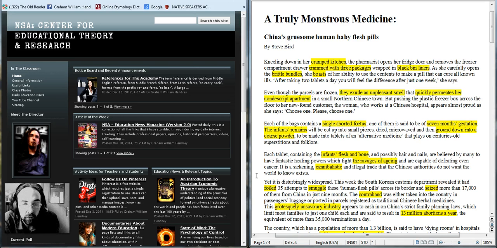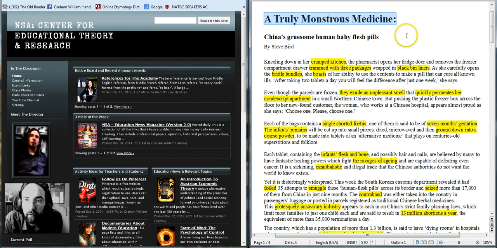That is usually, except for today. Today is a special presentation for advanced students only. And what are we going to be looking at? Well, sometimes we deal with light subjects, sometimes we deal with heavy subjects. This is the latter. This is a truly heavy subject. Now, on the screen in front of you, you should be able to see the article on the right side. A truly monstrous medicine. What are we going to be talking about? You will find out very soon.